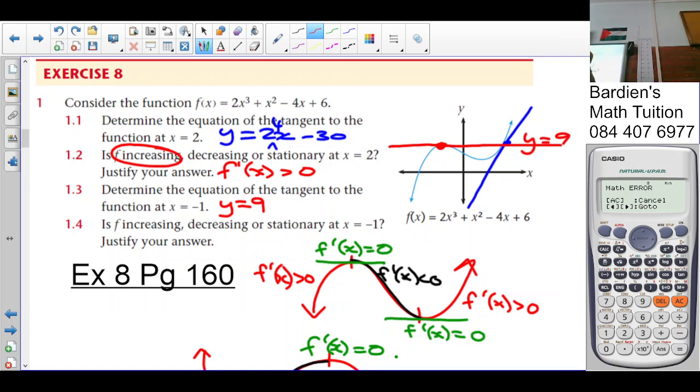The question is, is f increasing, decreasing or stationary? It is stationary. The gradient is 0. When the gradient is 0, we are told that the point is stationary. The turning point is a stationary point. Okay?